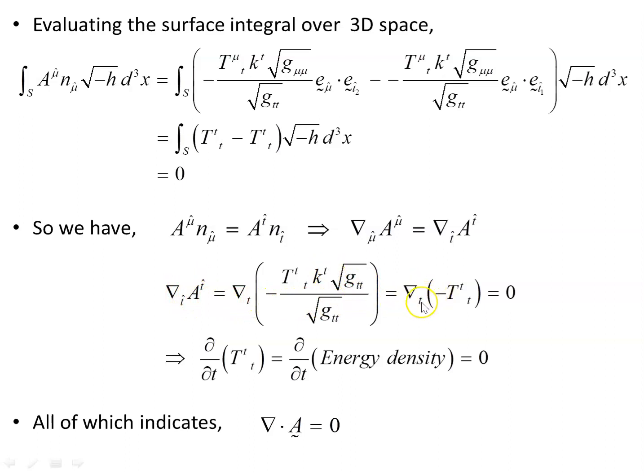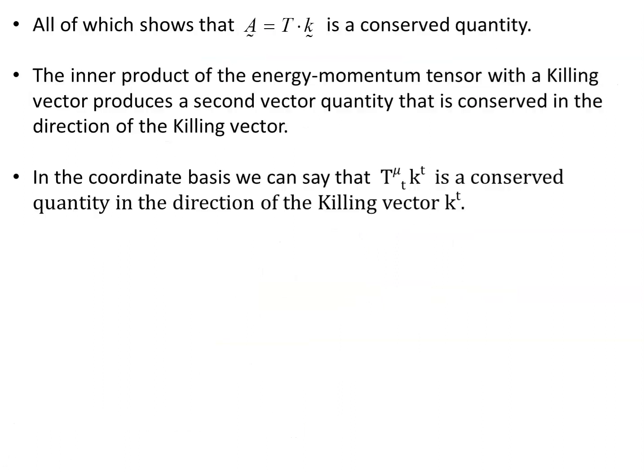When we do that, we get this is 0. So the partial derivative of the energy density with respect to time is 0, which means the energy density is constant, all of which indicates that del dot A is 0. So our momentum density vector, this A vector, which is what we achieved earlier, is conserved in the direction of the Killing vector that we've used, which is one in the time basis, in the time direction.